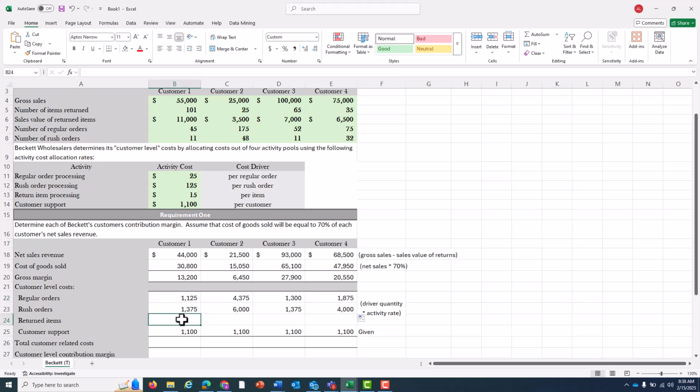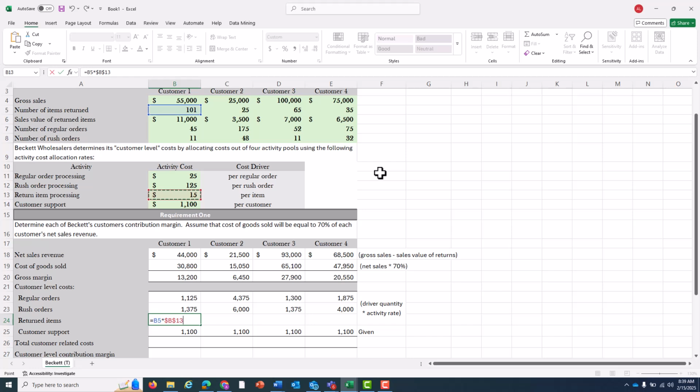Last activity that we have to account for the customer level cost of is when they return items. And for this, the rate is $15 in cost per item that each customer returns. But we have the number of items returned up here. It was 101 for customer 1, 25 for customer 2, 65 for customer 3, and 35 for customer 4. And I'm going to do the same thing that I did before. I want, when I fill handle, the number to change up here as we slide through the different customers that we have. So I'm just going to leave that regular. I'm going to multiply that by our activity cost, which I don't want to change, so let's make that absolute.